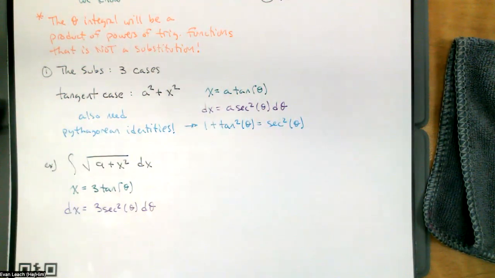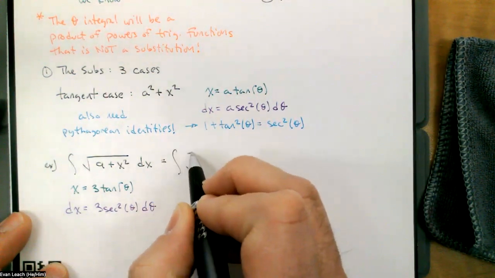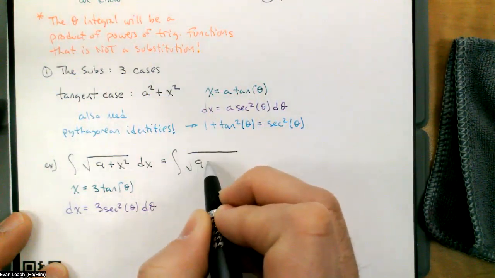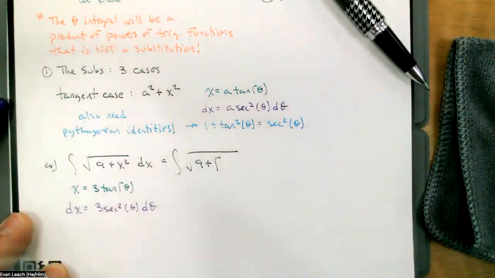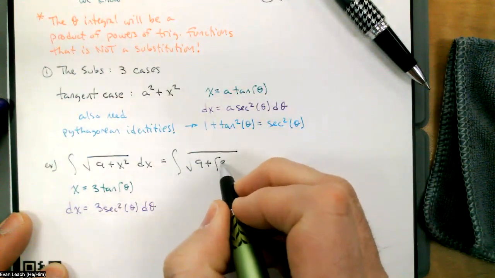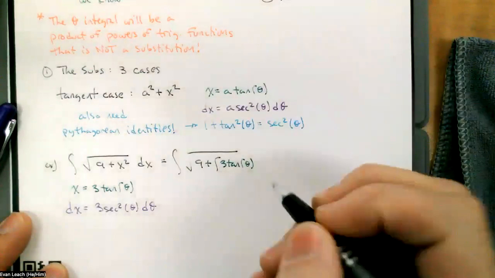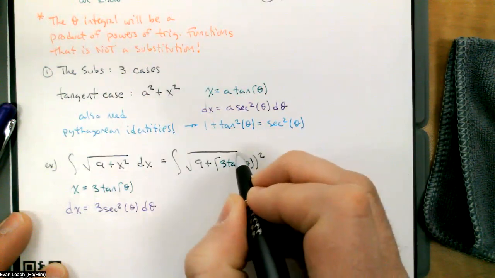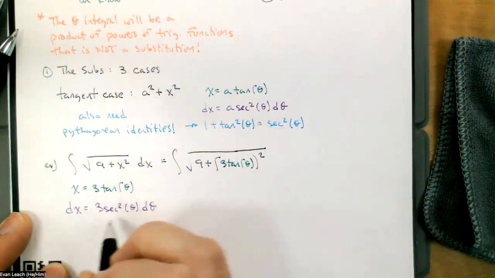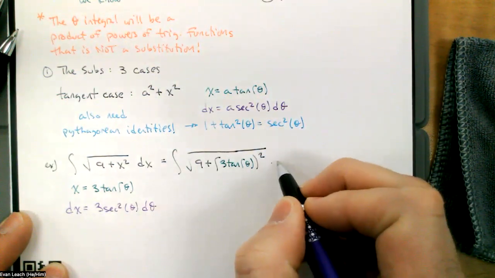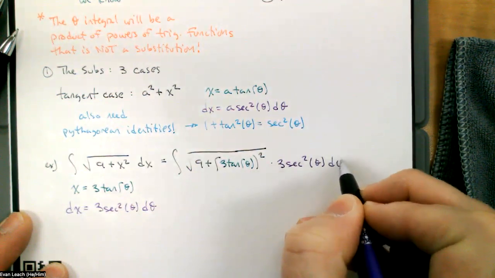So now I got to go in and make my substitutions. I'm going to rewrite this integral as the integral of square root. Haven't done anything with that yet. 9 plus, and then x is being replaced with this 3 tangent theta, and that gets squared. The dx is all this, so you have to multiply by 3 secant squared theta d theta.